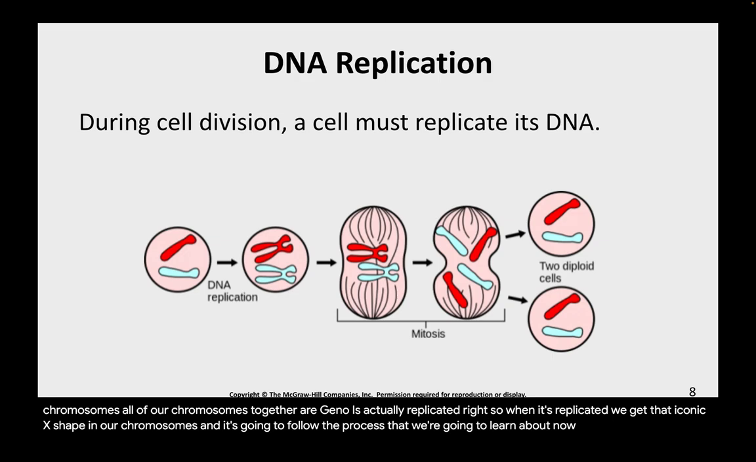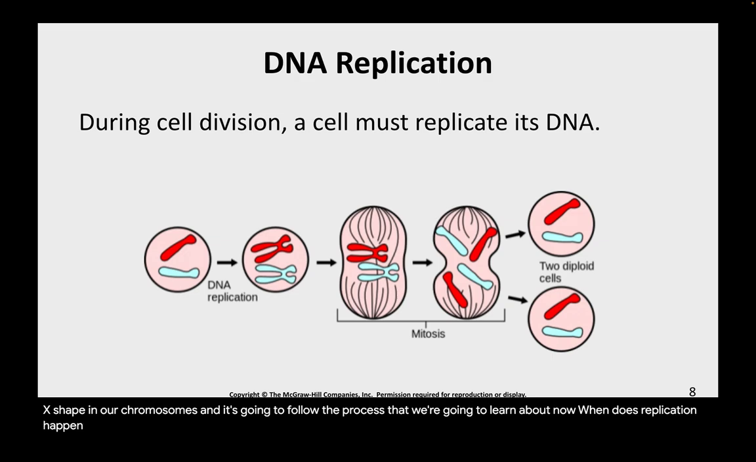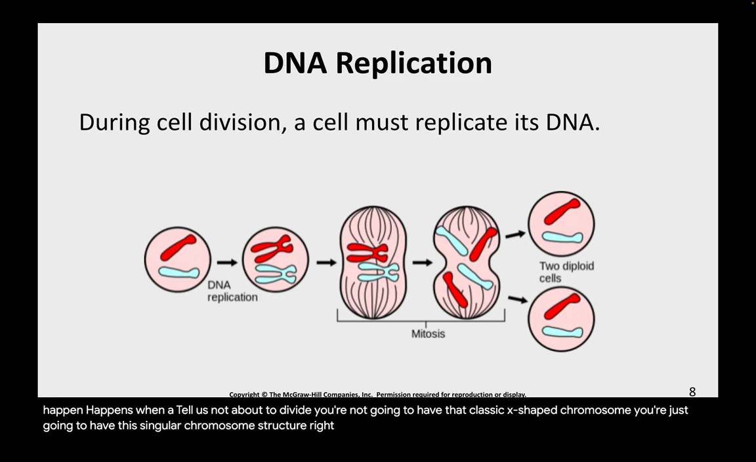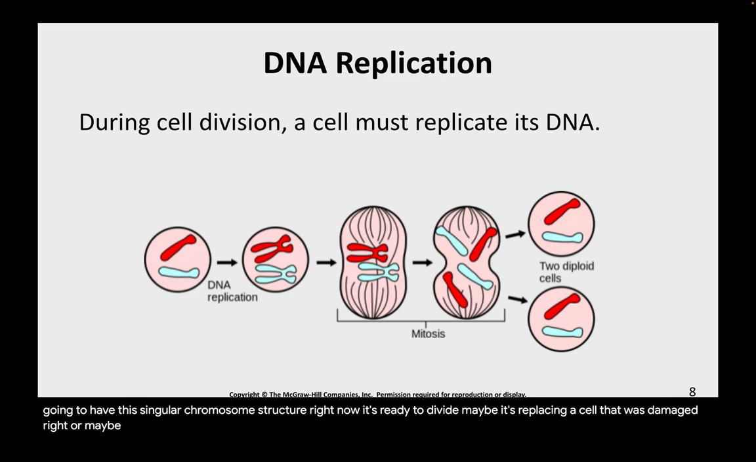All right, when does replication happen? Replication only happens when a cell is about to divide. So if your cell is not about to divide, you're not going to have that classic X-shaped chromosome. You're just going to have this singular chromosome structure, a singular chromatid. Now, when a cell gets ready to divide, maybe it's replacing a cell that was damaged, or maybe it's rebuilding some tissues. You fell and scraped your knee, you have to rebuild that tissue. A cell is dividing. We have to replicate our DNA.